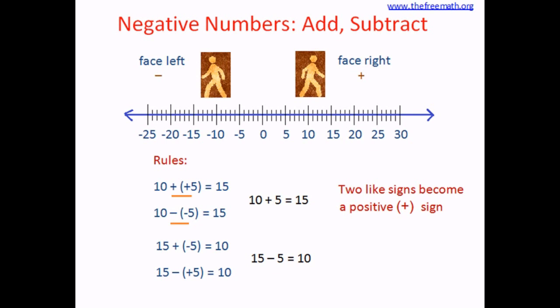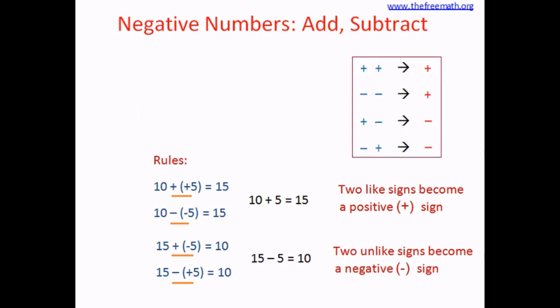And you have unlike signs here. You have positive negative and you have negative positive. So you can conclude that if there are two unlike signs, then it becomes a negative sign. So 15 plus negative 5 or 15 minus positive 5 is always 15 minus 5. The same rules you can write using signs as well. You can write like this. Positive positive gives positive, negative negative gives positive, positive negative gives negative, and negative positive also gives negative.